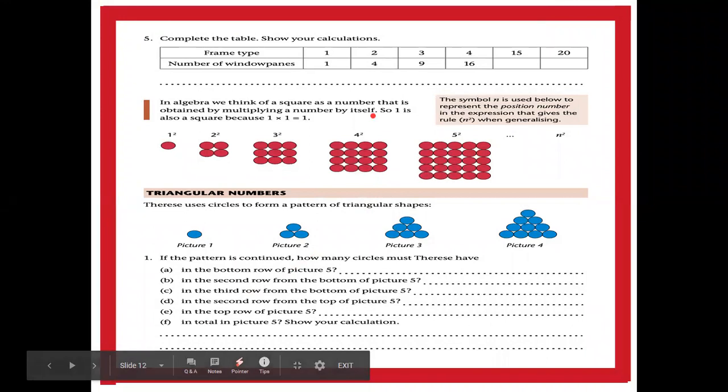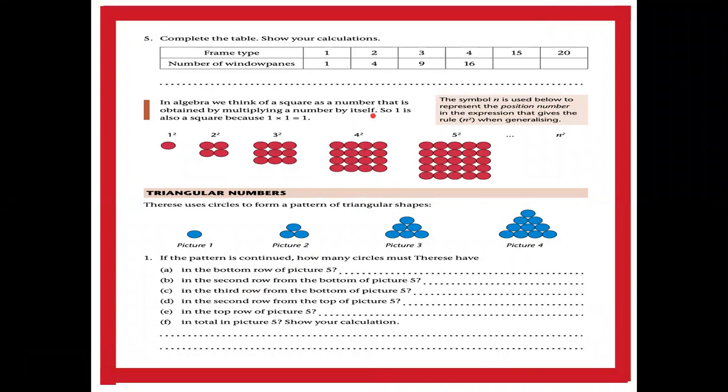Complete the table and show your calculations. So the number of window panes is just the frame type squared. So 15 squared is going to be 225. So your calculations can be 15 squared or 15 times 15 to get 225, and 20 squared or 20 times 20 gives us 400 window panes.